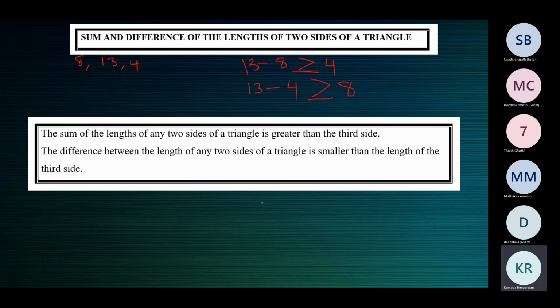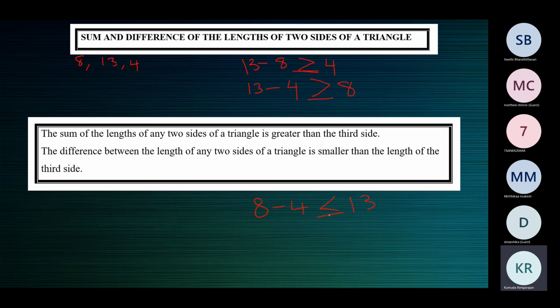Then the last one is 8 minus 4. If you take 8 and 4, the other side is 13. So 8 minus 4 is 4, which is less than 13. Here it is satisfying.